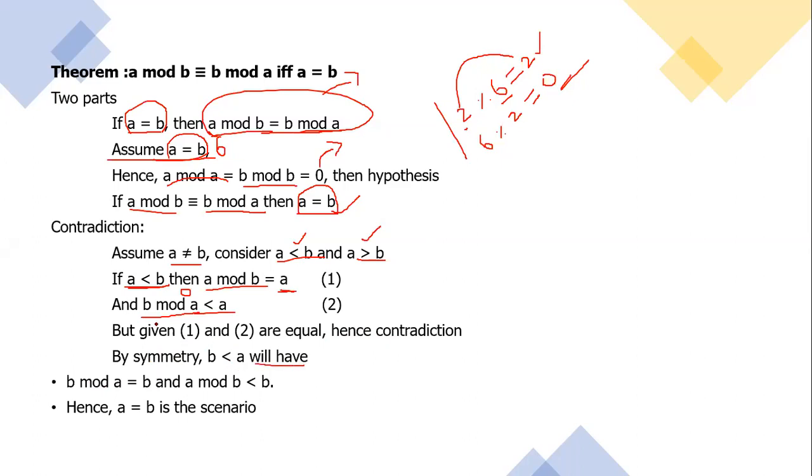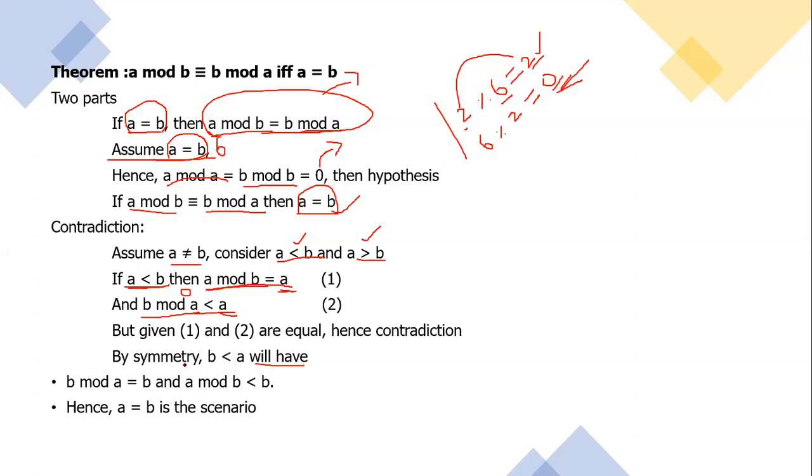So from that we can conclude that this is equal to A, and this is less than A. From this condition, I can say A mod B is equal to A, and from here B mod A is less than A. A is the greater one.